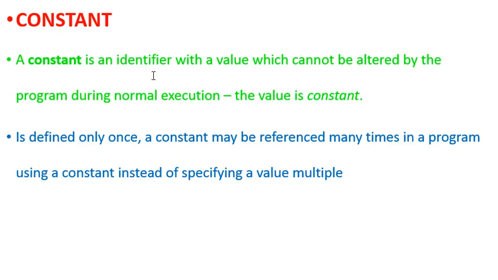So the next thing is the constant, because you know we are discussing two types of data. We see one is variable and the other one is constant. We define our variable as a specified location which is reserved in a computer. Now, what is a constant?